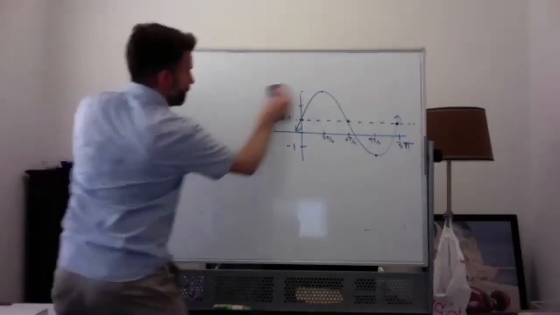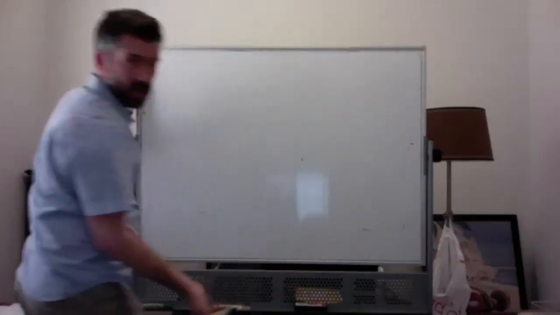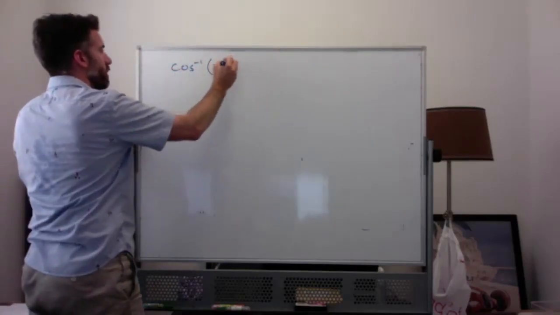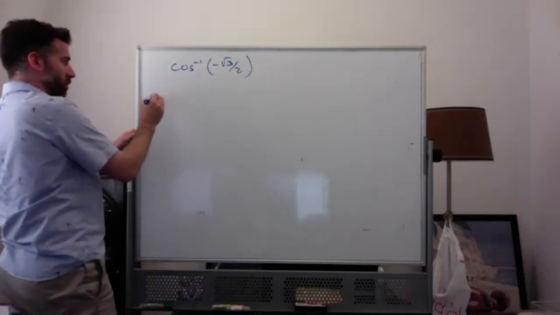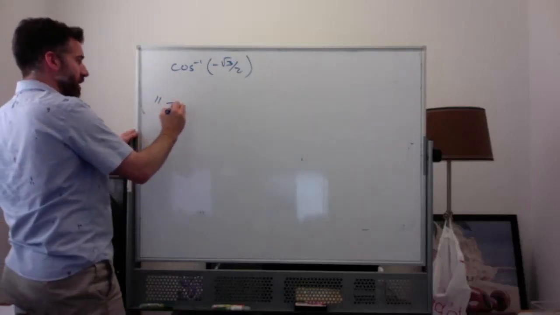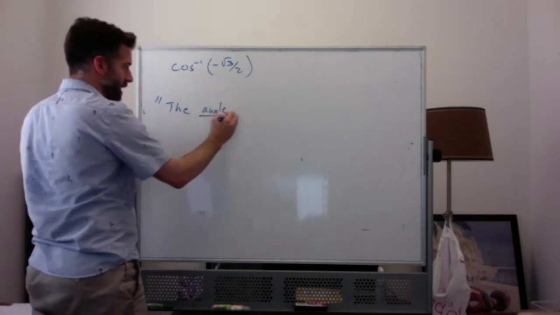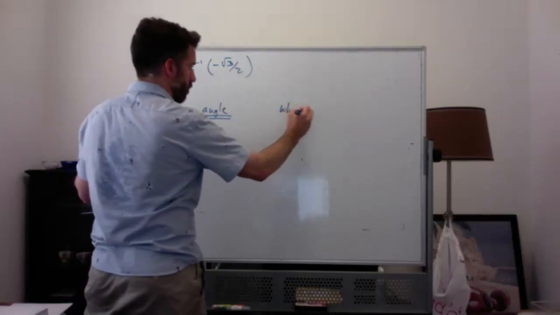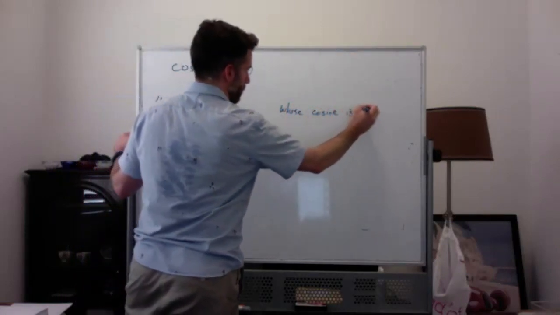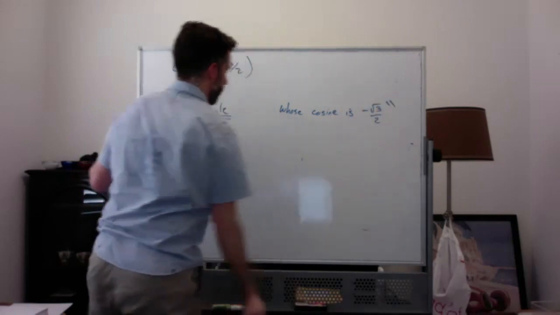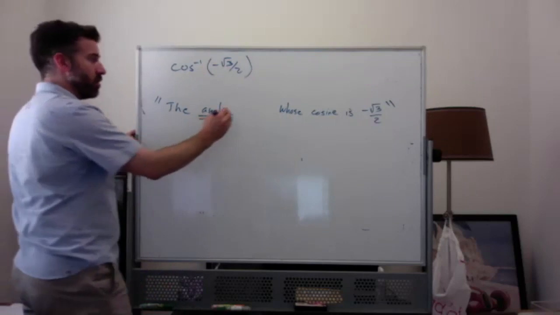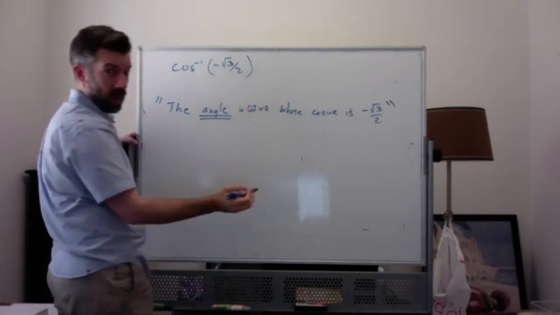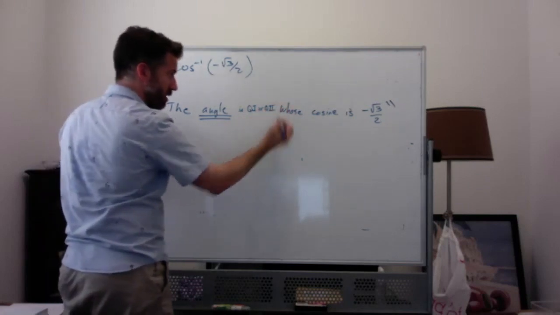Okay, let's do the next one. Inverse cosine of negative root 3 over 2. Again, this just means the same sort of thing. The words would be find the angle. Angle is what's really important there. I'm going to leave some space. Whose cosine is negative root 3 over 2. And for inverse cosine, it's the angle in which quadrant? Quadrant 1 or quadrant 2.